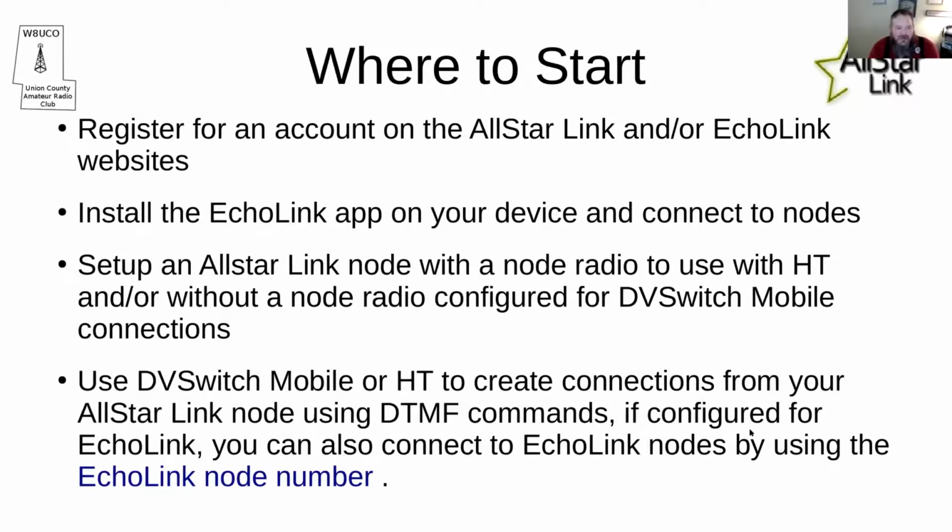With Allstar, you can set up an Allstar Link node, either with a node radio to use with an HT, or without a node radio, configured with DV Switch Mobile. Or you could also do a portable node with something like the Sherry kit or their Pi hats that they have now, and use DV Switch Mobile or an HT to create connections from your Allstar Link node using DTMF commands. If configured for Echolink, you can also connect to Echolink nodes by using the Echolink node number.